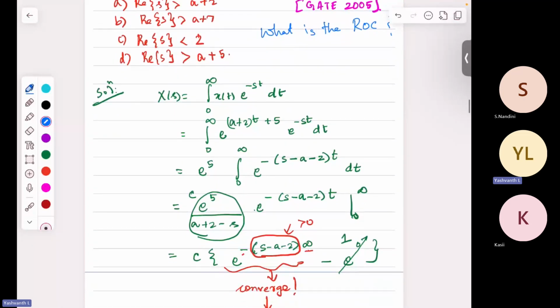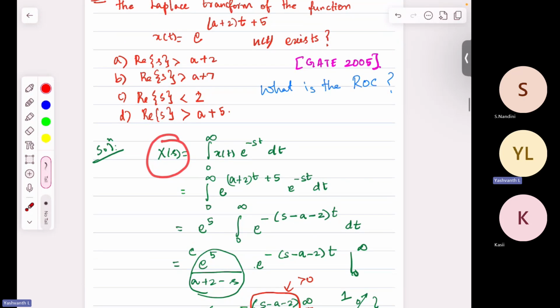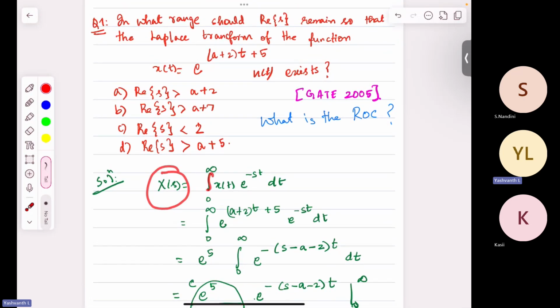Region of convergence, let's go by the definition of the Laplace transform. We know that X of s is given by the integral from minus infinity to plus infinity of x of t e power minus st dt. But now I've made it 0 to infinity. Can anyone tell me why I did not consider minus infinity to plus infinity? The next step I have made 0 to infinity. Can you now tell? Yeah, exactly.